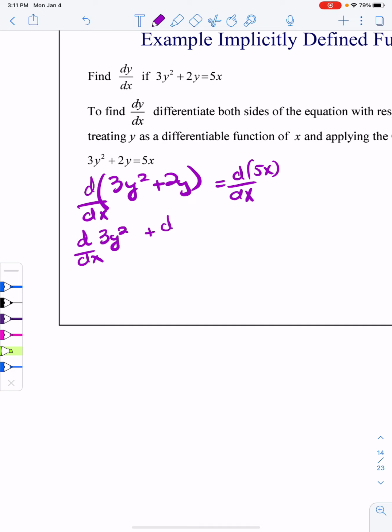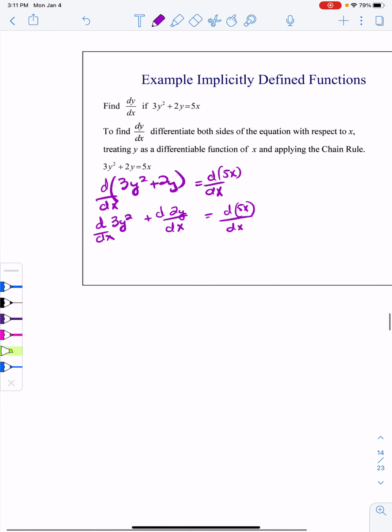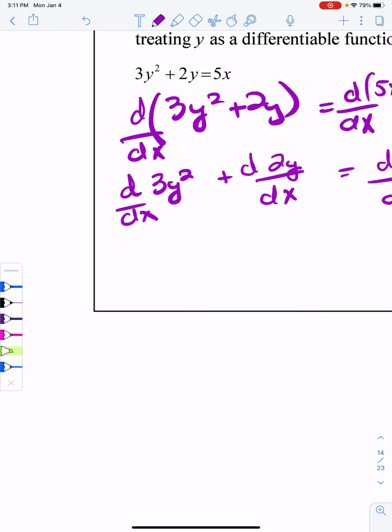We're going to take the derivative, plus the derivative of 2y with respect to x, and we're going to take the derivative of 5x with respect to x. And so when we apply that rule here, we're initially going to apply it just as if it were an x variable, so it's going to become 6y, but then we're going to recognize we're taking the derivative with respect to x, so we have to apply that chain rule type behavior.